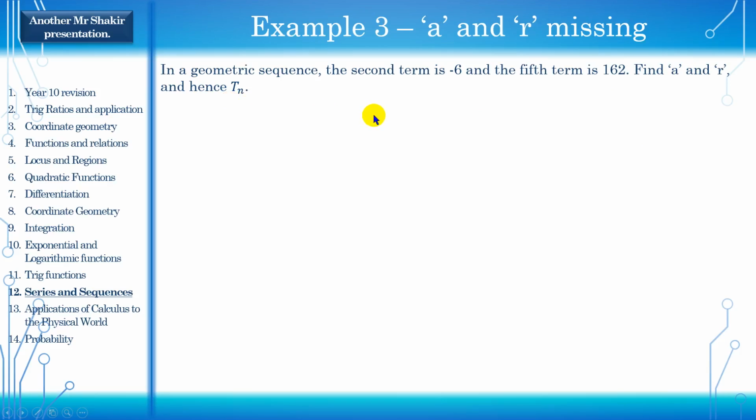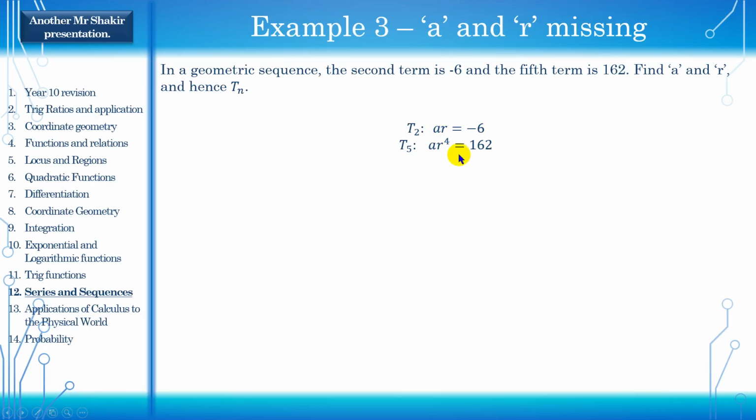Alright, so let's just write down the information we have. The second term is -6. So T2, the second term, is -6. T2 is AR to the n minus 1, but for the second term, n minus 1 is 1. So we're just going to write AR to the power of 1. AR is equal to -6. And we've also been given this information. The fifth term is 162. So the fifth term will be AR to the 4, right? AR to the 4 is equal to 162.